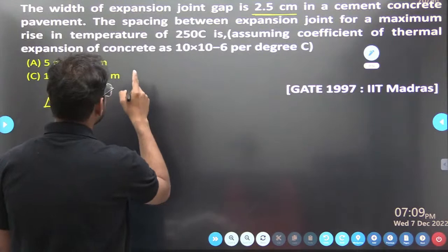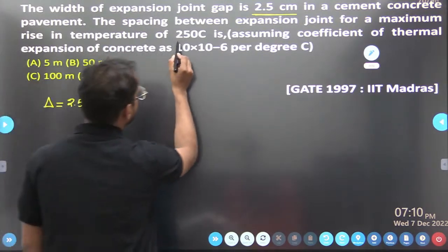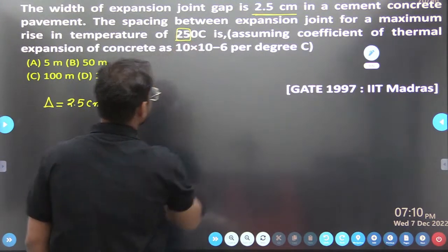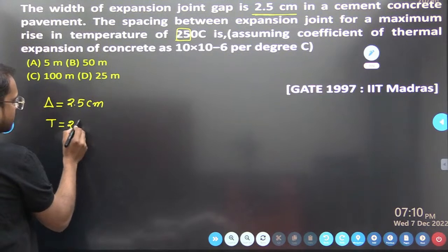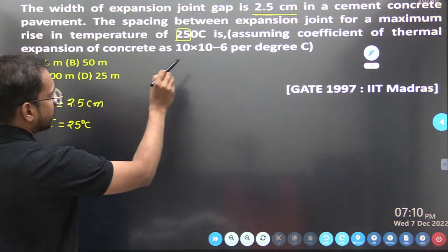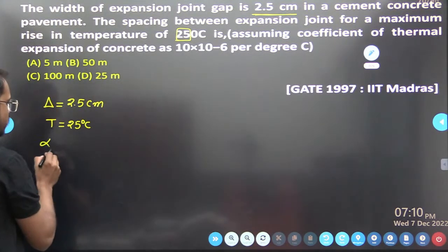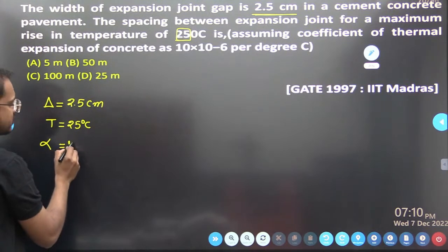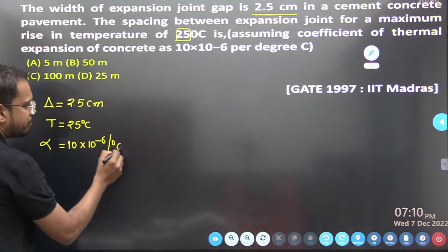In a cement concrete pavement, the spacing between expansion joints, the maximum rise in temperature is 25 degrees Celsius. So the change in temperature is directly given in the question, and the change in temperature is equal to 25 degrees Celsius. Assuming the coefficient of thermal expansion of concrete is 10 into 10 raised to power minus 6, per degree Celsius.